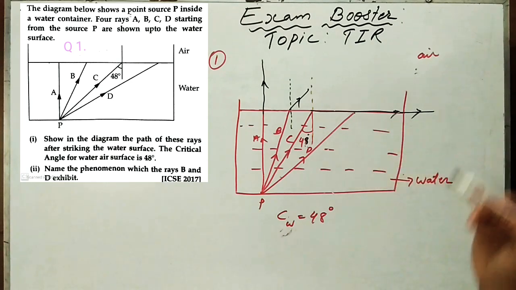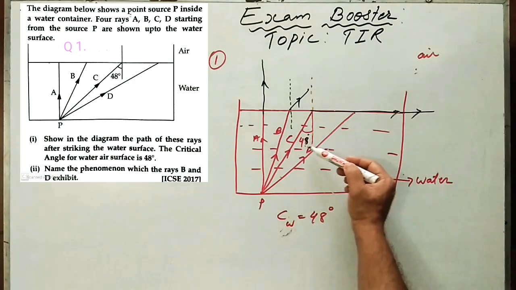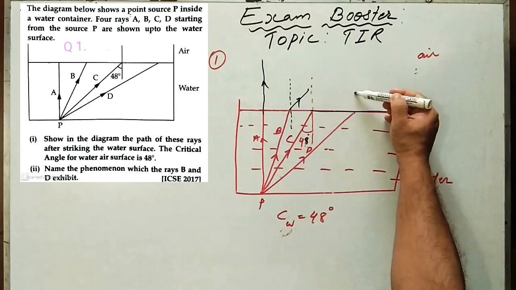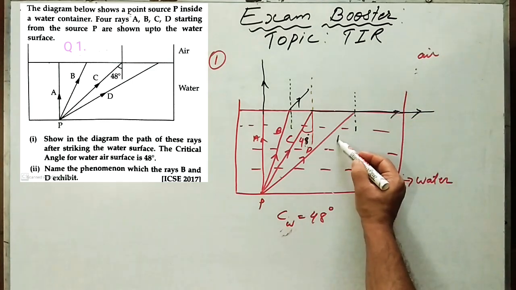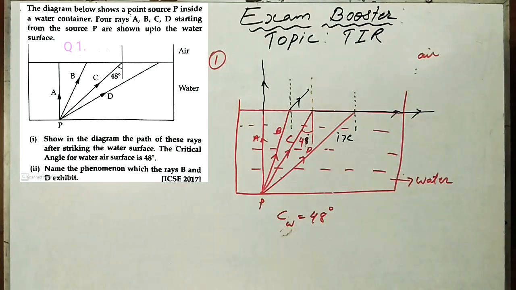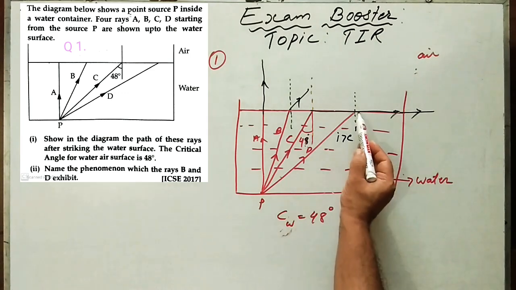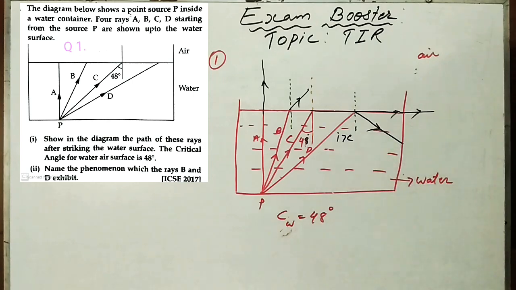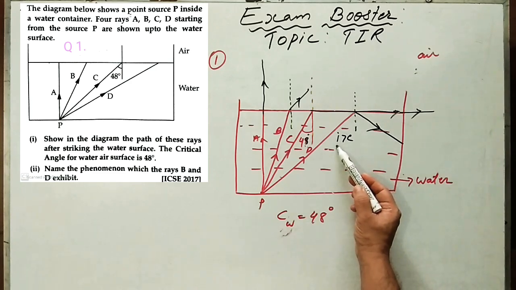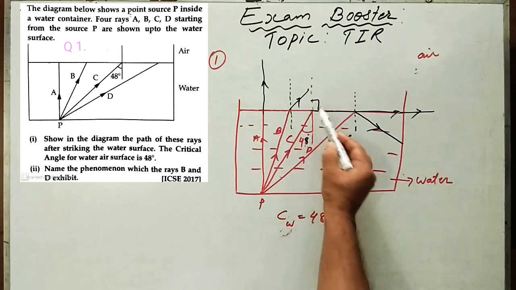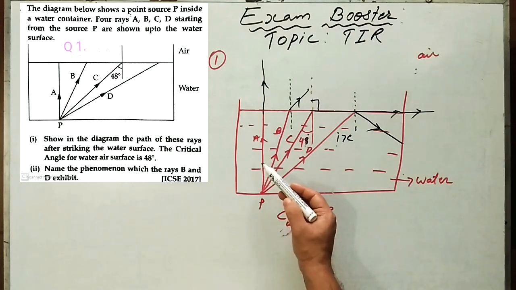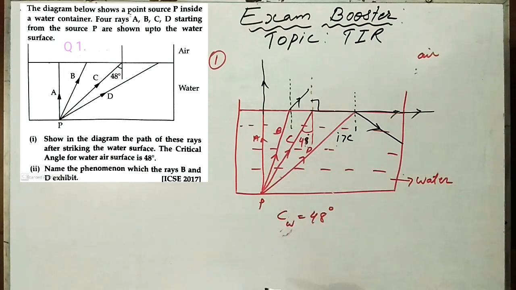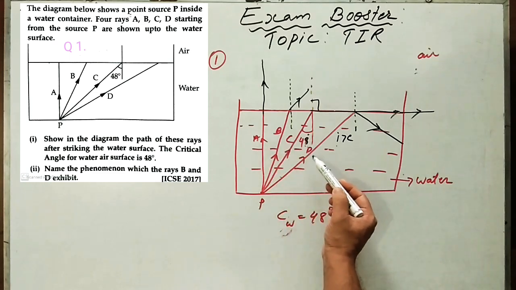Now that part is completed. Now look at ray D. Again we are increasing the angle of incidence. In the case of ray D, the angle of incidence must be greater than the critical angle. When the angle of incidence is greater than the critical angle, the ray will get totally internally reflected back into the water. So ray D will suffer total internal reflection. So we have completed the ray diagram for all the rays A, B, C and D.